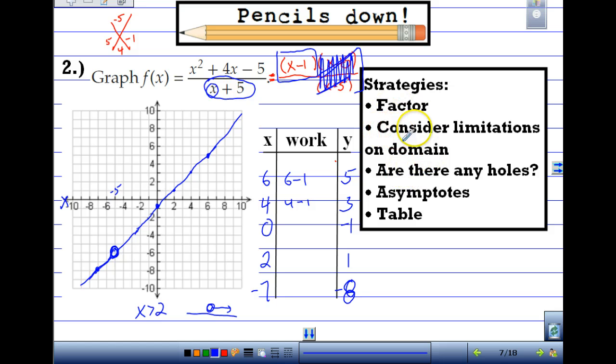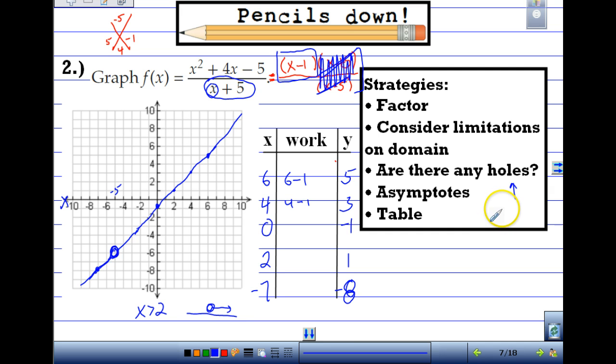Then you're going to consider the limitations of the domain. That means basically look for dividing by 0. You can't divide by 0. That's a domain restriction or limitation. And then, are there any holes? Meaning, given those restrictions, does anything cancel out? Are there any holes? Okay.